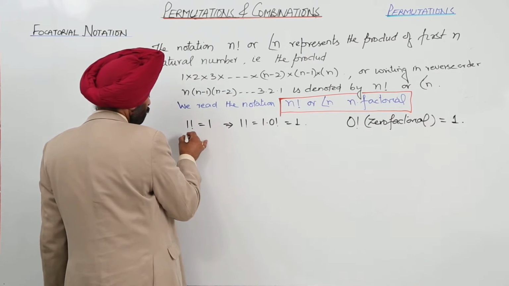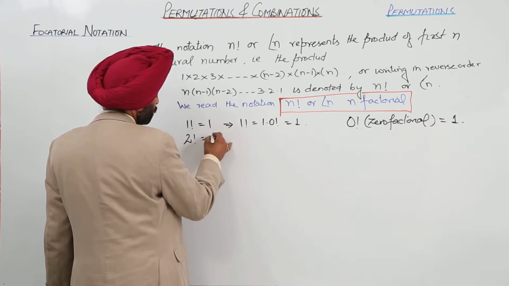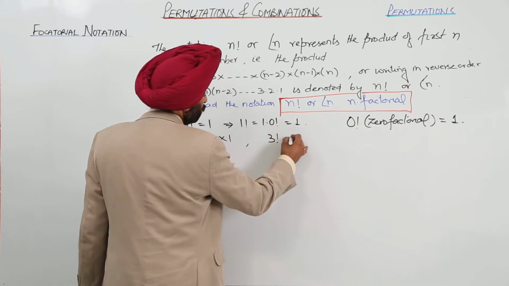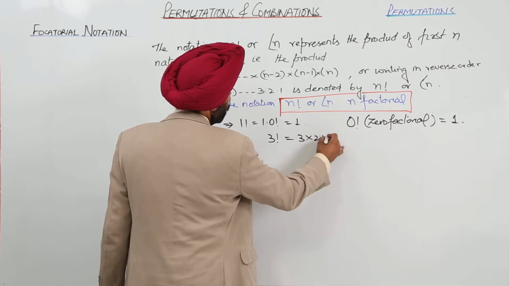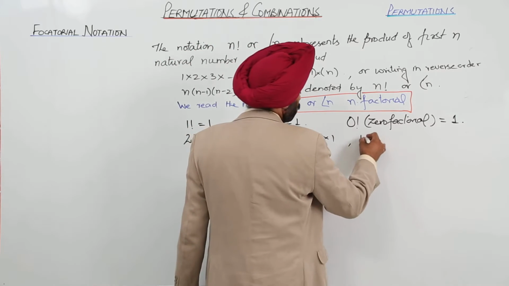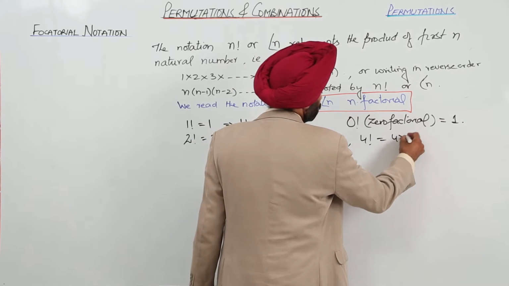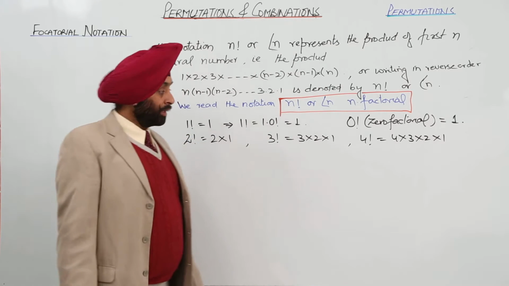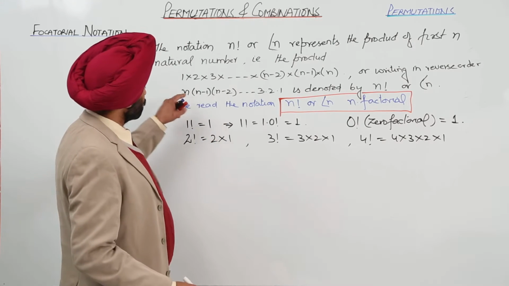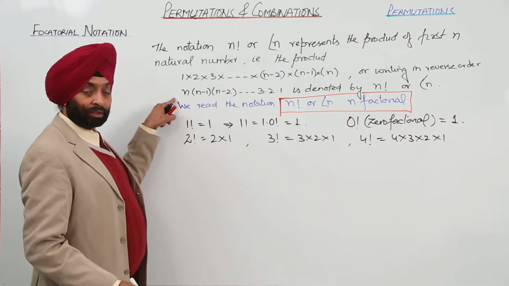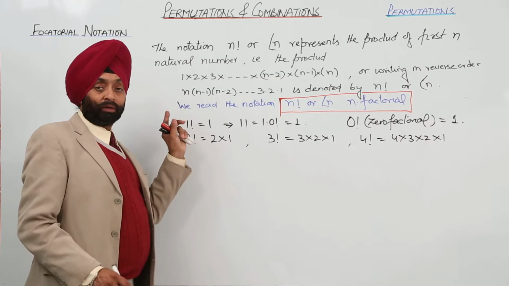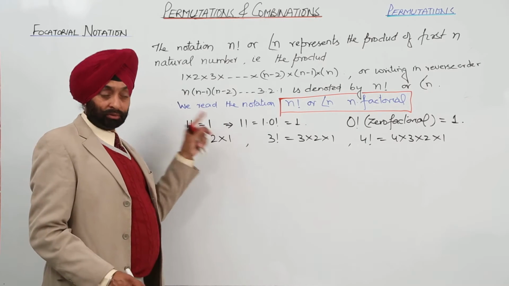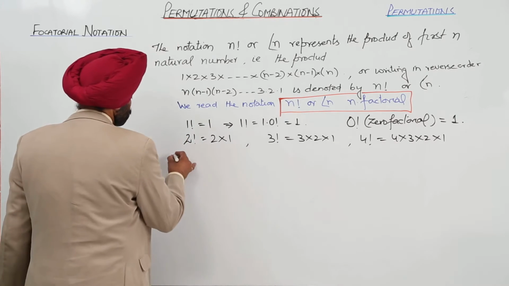So now for example 2 factorial, we can write it 2 into 1, then 3 factorial we can write it 3 times 2 times 1, similarly 4 factorial we can write it 4 times 3 times 2 times 1 like this one. It means what? You can just check it, when n is written there, then the next term is 1 less than n, the next term is 1 less than n minus 1. Is it clear?